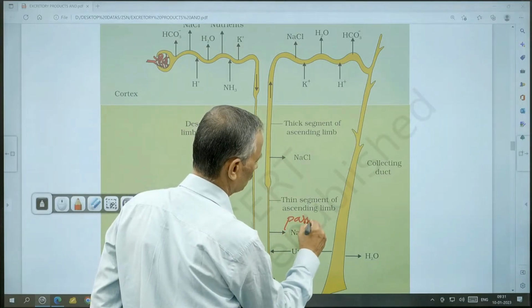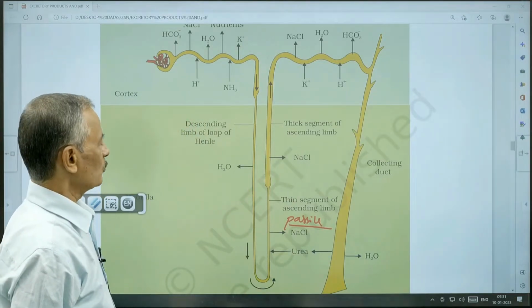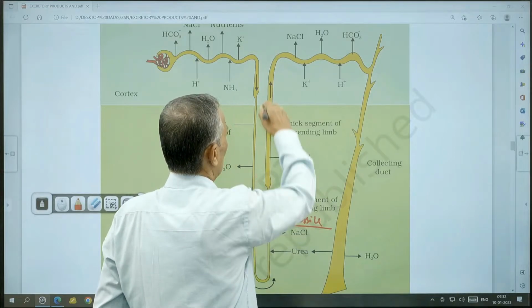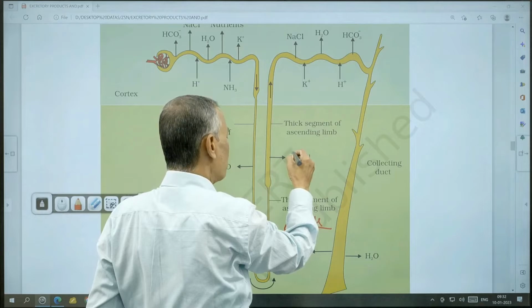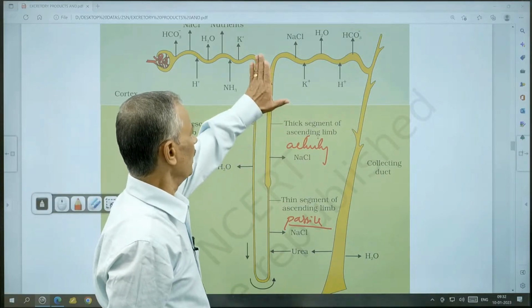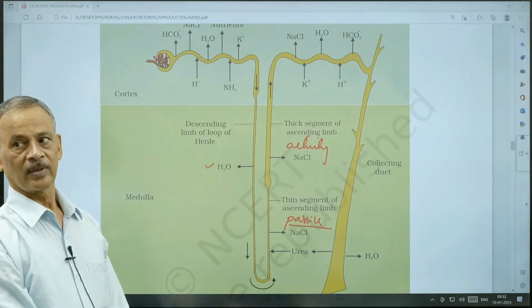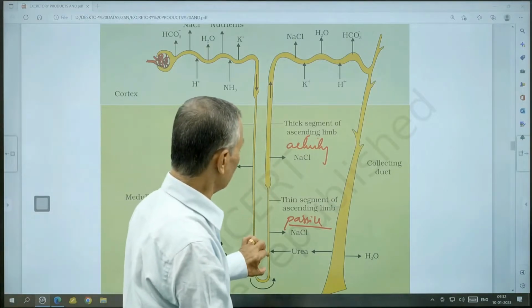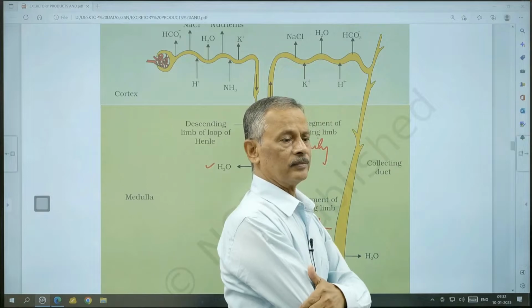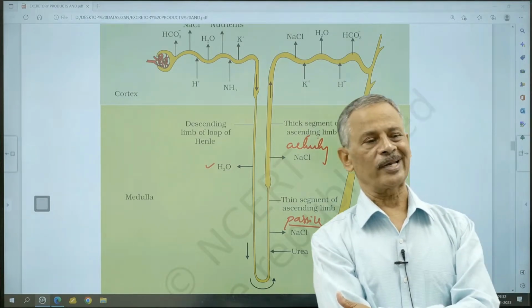Here it is passive because you have only thin squamous epithelium, which is permeable. So sodium chloride is entering into the intercellular space passively, whereas through the thick limb, sodium chloride is pumped out actively. So ascending limb is permeable to salt, descending limb is permeable to water. Clear? Ascending limb has a very thin limb and a very long thick limb. Now, DCT is also made up of cuboidal epithelium, which is rich in mitochondria and brush border.